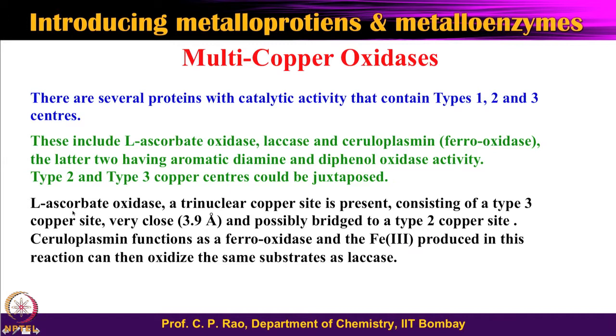Okay. So, for example, in ascorbate oxidase, a trinuclear copper site is present, consisting of a type 3 copper site which is very close to the type 2 copper site, therefore it became 2 plus 1, 3 coppers. Then far away from this, about 15 to 20 angstroms away, you have a type 1 also. So, ceruloplasmin functions as a ferroxidase and the iron 3 produced in this reaction can then oxidize the same substrate as laccase. So, you do not need to worry so much about this point.